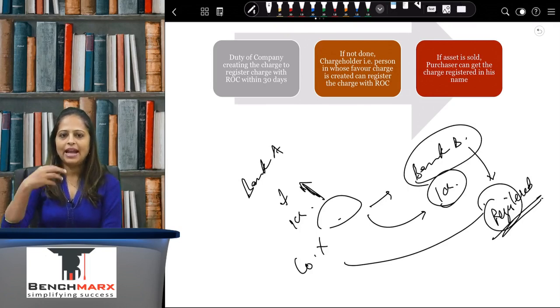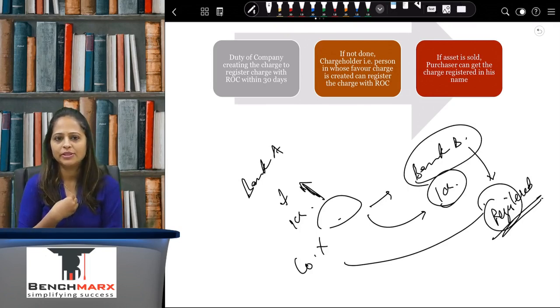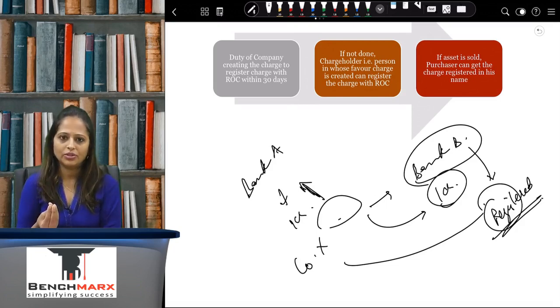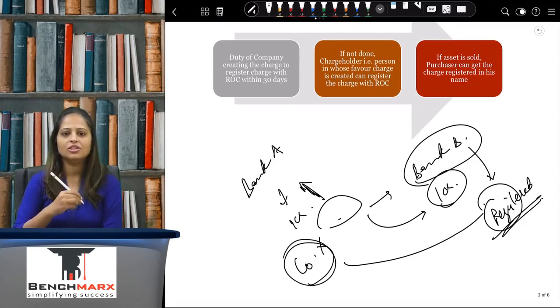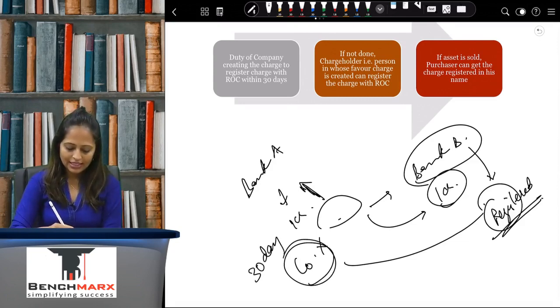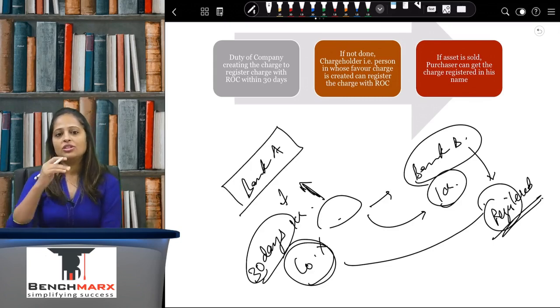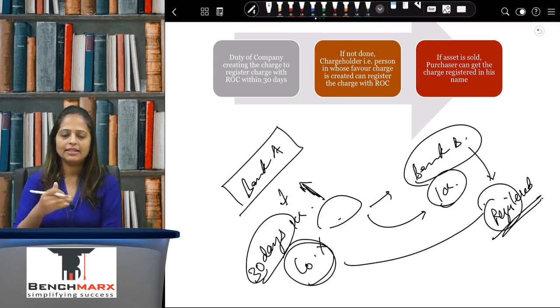So what happens is that it is a primary responsibility of the company. Here bank A will say, boss, it is the responsibility of the company to register the charge. They didn't register the charge, so why should I lose on my security, correct? But the act says that if the company doesn't register the charge within a period of 30 days, then it gives an option to the charge holder. The charge holder can go to the ROC and say, boss, this is the loan that I have given and a charge was created on this asset. The company has not registered it and I want to register the charge.